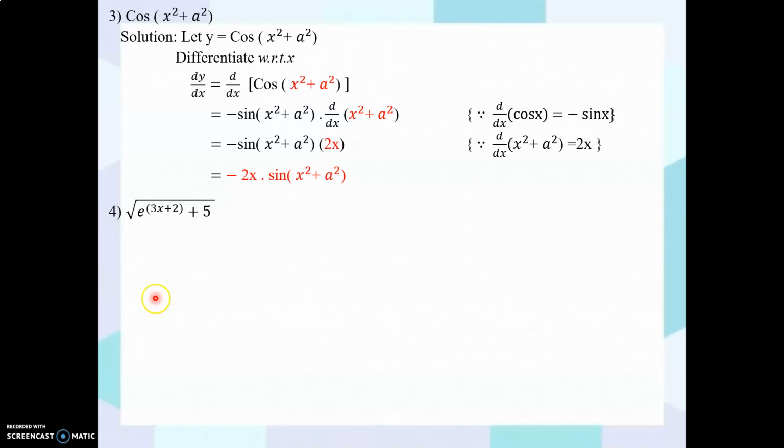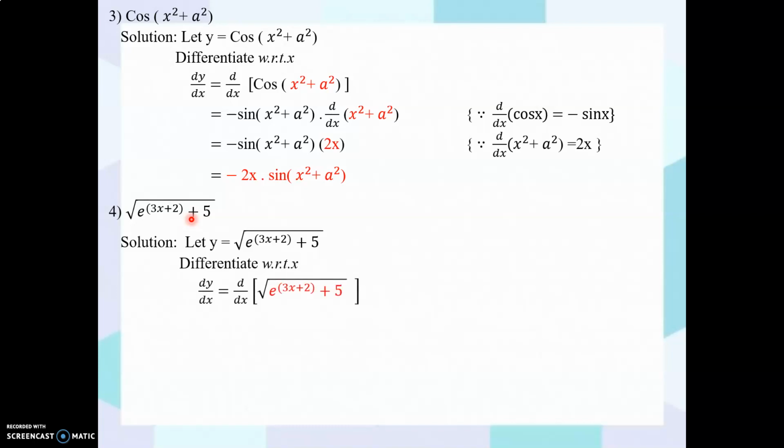Next question is root of e raised to 3x plus 2, plus 5. Here the outside function is root, so root x format, and inside is e raised to 3x plus 2 plus 5. So two functions are here. First we will consider this as the root x function. So the derivative of root x is 1 upon 2 into root of e raised to 3x plus 2 plus 5, into the derivative of the inside function, which you have to take.